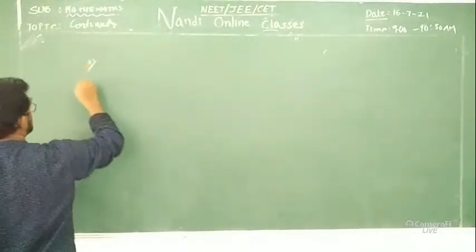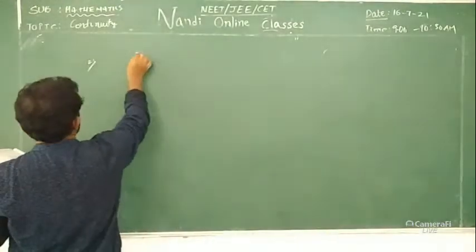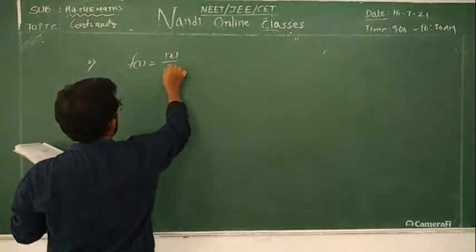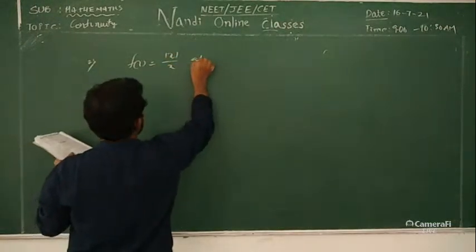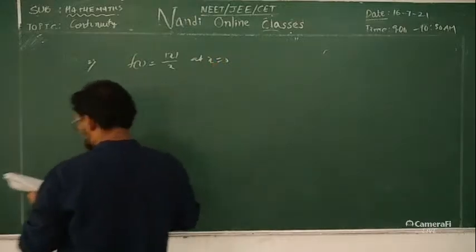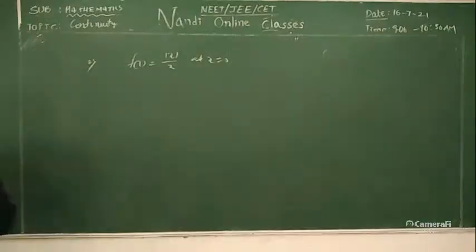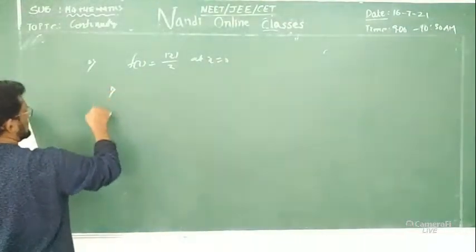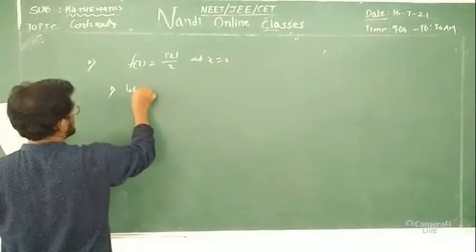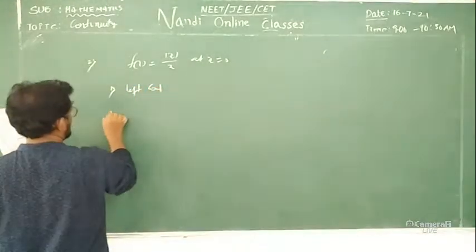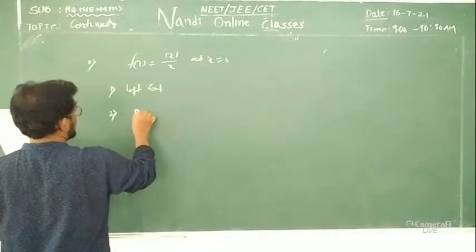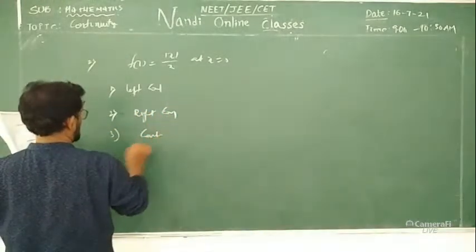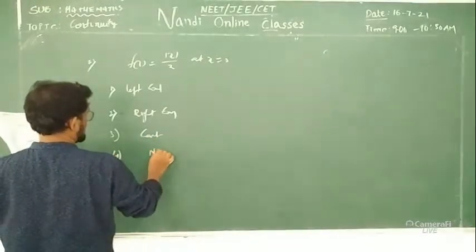Next, the function f of x is equal to mod x by x at x is equal to 0. First one, left continuous, right continuous, continuous, none.